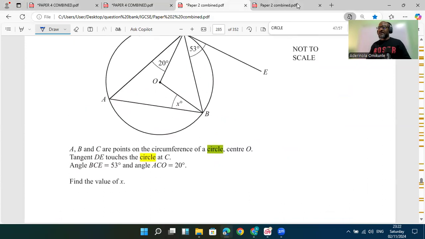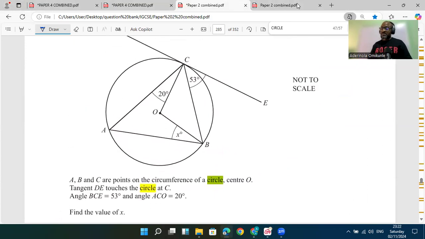The question says find angle X. Again, if this is 53, please don't forget to hit the pause button and try it on your own and see if you get it. This place is also 53, clearly. Again, if this is the angle at the body of the circle, this one is twice because it's at the center. So this is 106.